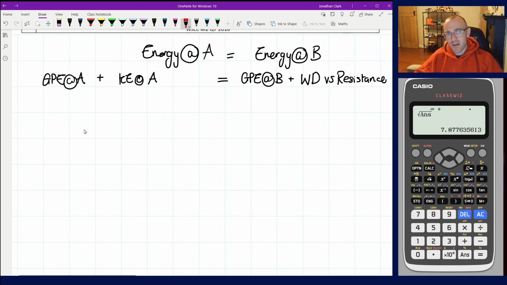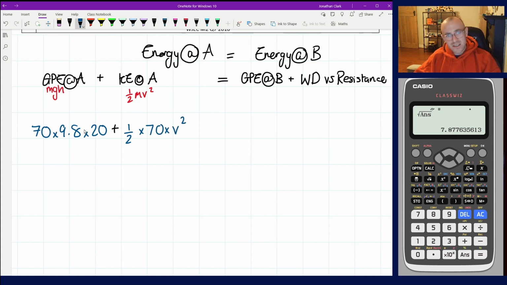So let's plug in everything I know. I know the GPE formula is mgh. I know the mass of the cyclist and the bike. I know gravity, and I know at A, he's 20 meters above ground level. The kinetic energy, I know the formula is a half mv squared. I don't know the velocity, but I do know the mass, so I'm just going to have to leave that as it is. It's fine.